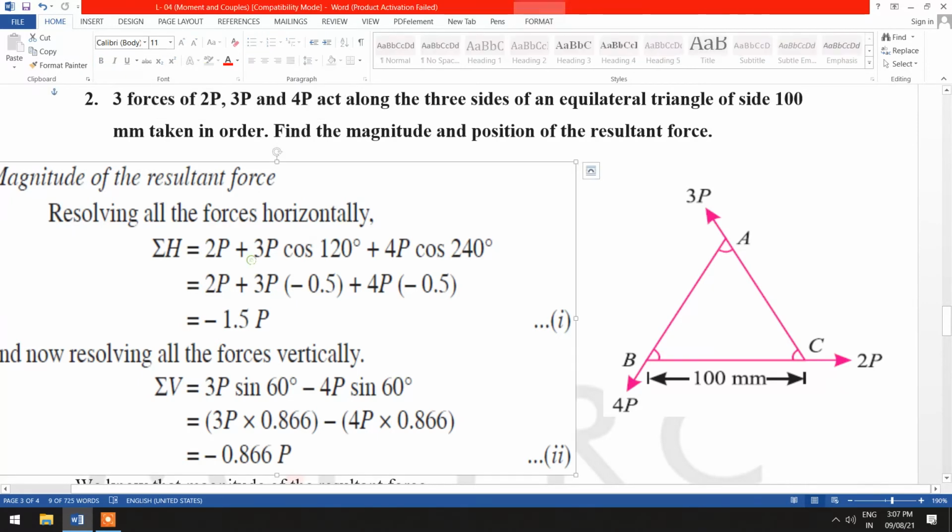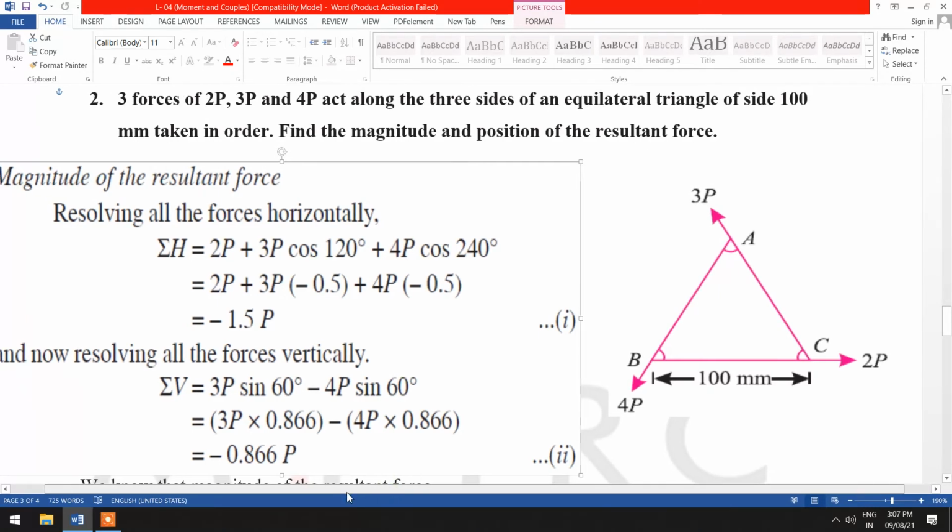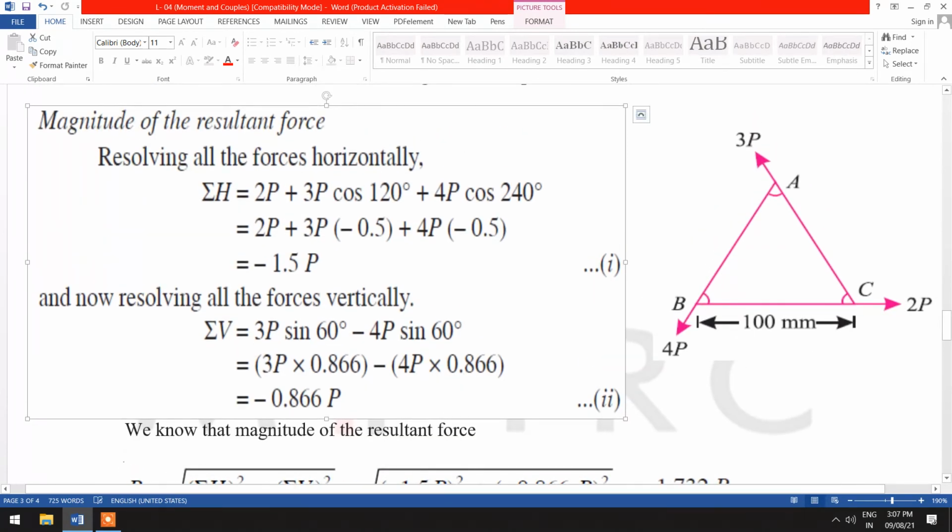So here we can see that the 2P load is acting at the point C in the horizontal direction. Again, if you observe at point A, the 3P force is acting at 120 degrees to the x-axis, so it is 3P cos 120, plus the 4P load acting at point B. So the horizontal component will be 4P cos 240 degrees. After putting the values of cos 120 and cos 240 in that equation, we will get the summation of horizontal components equal to minus 1.5P.